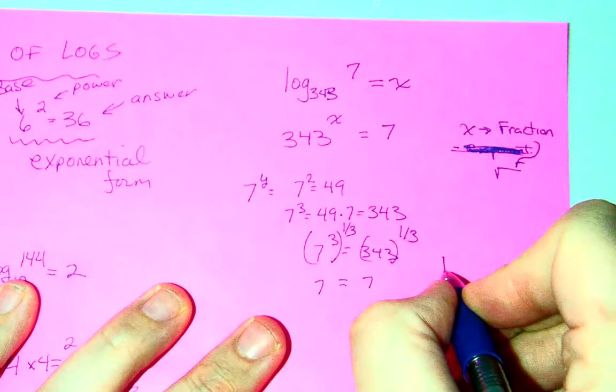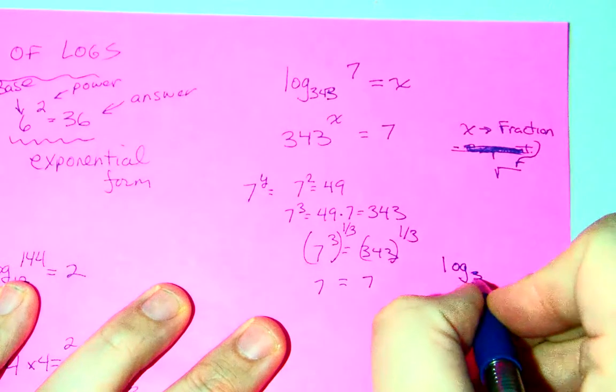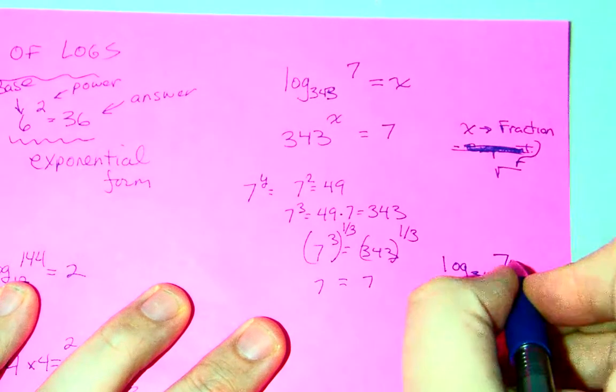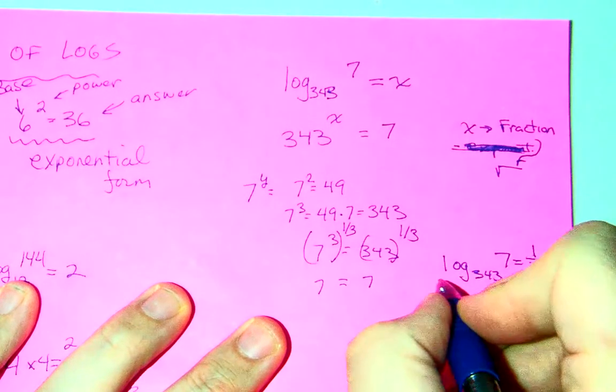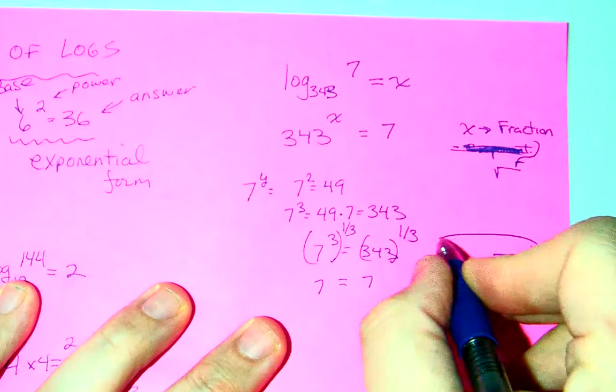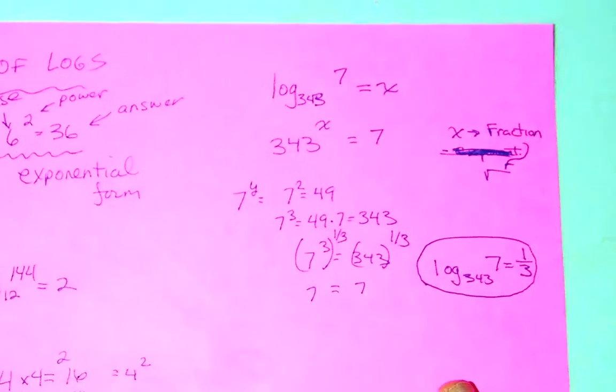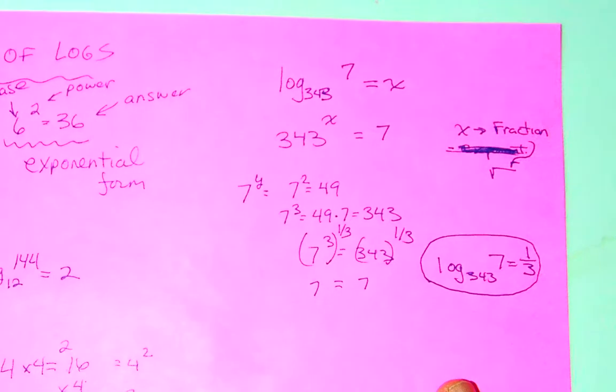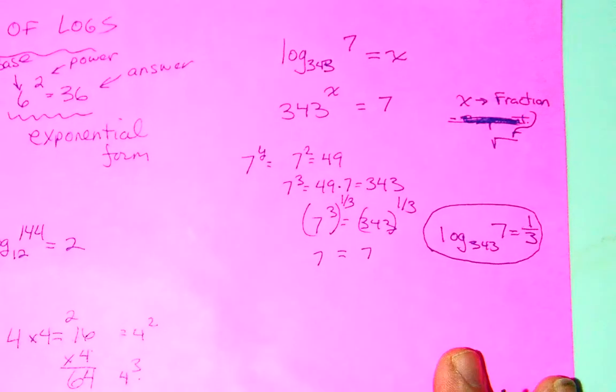So the log base 343 of 7 is equal to 1/3. So you just got to be careful about what you're doing in that case. Now, a lot of these are going to be in different situations.